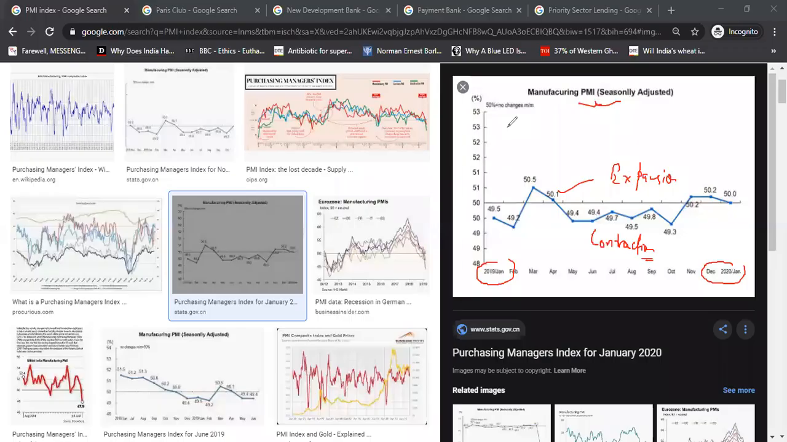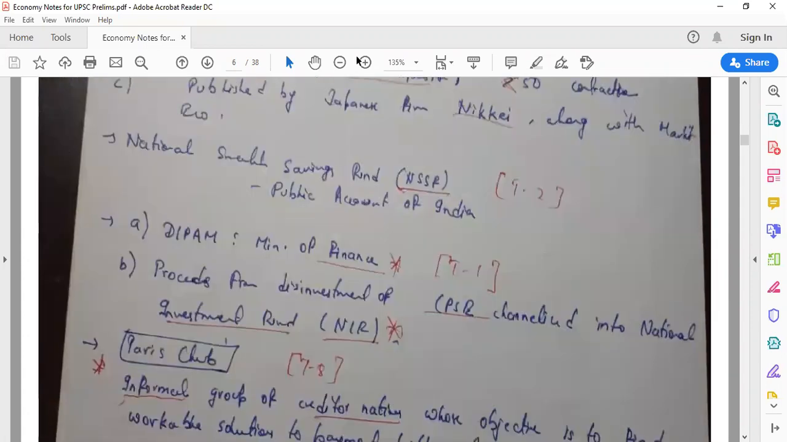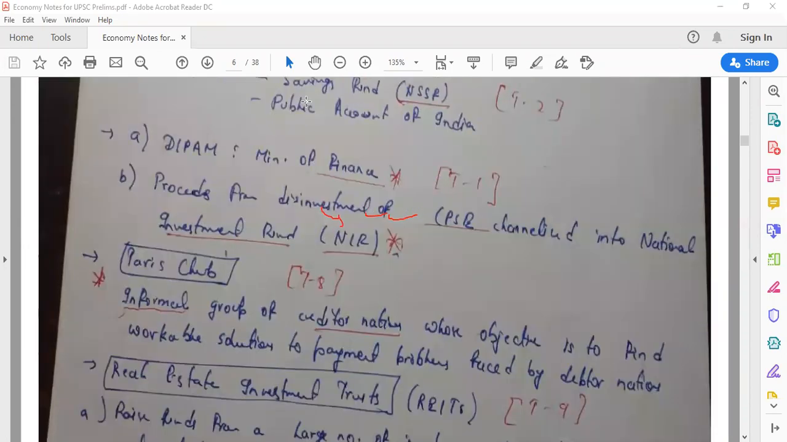We have done PMI and we are just seeing the most important parts of these notes. NSSF, National Small Savings Fund. Different questions are asked on where it is kept. Is it part of the Consolidated Fund of India or the Contingency Fund? No, it is a part of the Public Account of India. DIPAM, what is DIPAM? Department of Investment and Public Asset Management. Earlier it was the Department of Disinvestment, but now it has been renamed and it is under the Ministry of Finance. Again, why I have written it: because there is sometimes confusion whether it is a part of the Ministry of Commerce or something else. No, it is a part of the Department of Finance.